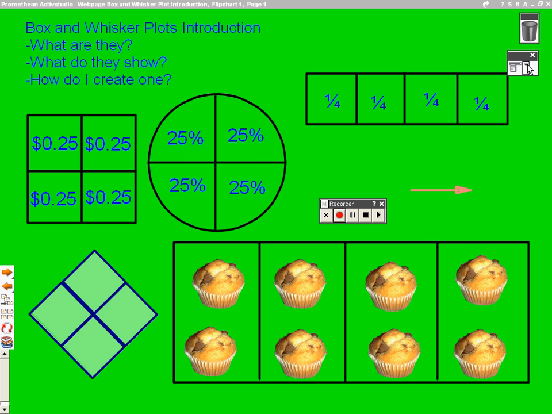Hello ladies and gentlemen. Today we're going to be learning about box and whisker plots. Primarily we're going to ask ourselves, what are they, what do they show, and how do I create one? What I'd like you to do is look at all of these pictures here and see what they have in common.